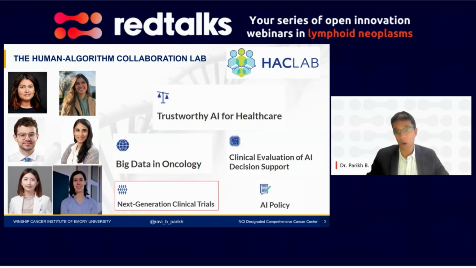But we do have a portfolio outside of this clinical trial infrastructure portfolio, and those include trying to develop methods to build trustworthy AI, namely to build AI tools that are less biased and more reliable when used in clinical care. We do have some prospective trials of AI-based decision support tools that we run.